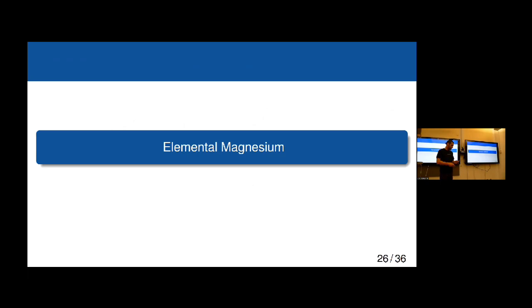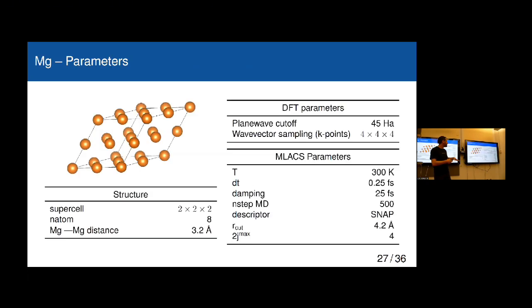All right, so just a few results that I got for magnesium. Right, so these are the parameters that I set for the calculation. We need some kind of supercell, and then these are the MLIP parameters and the descriptors. So we use SNAP descriptors here, and then we're doing 500 molecular dynamics steps for each DFT calculation.